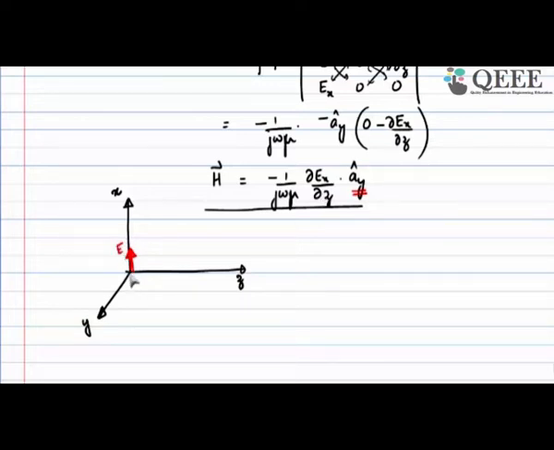This is the direction of electric field. My magnetic field is in the orthogonal direction, y direction. As I said, depending on the sign of my del ex by del z, it could be in the minus ay direction or plus ay direction. Either way, it is in the same plane.